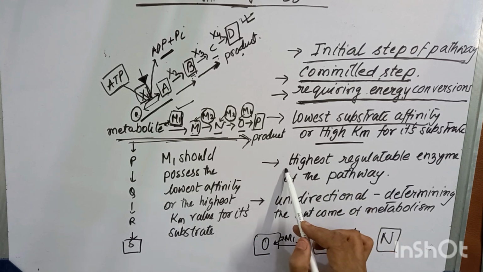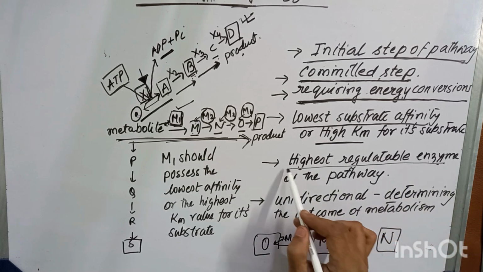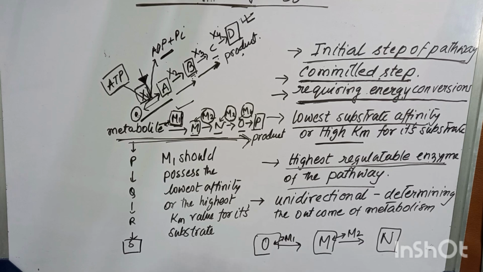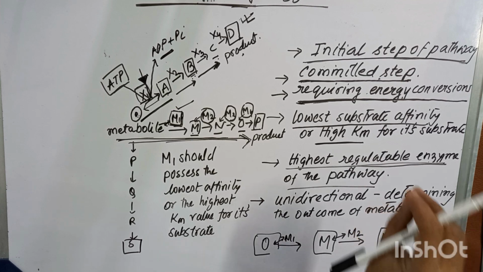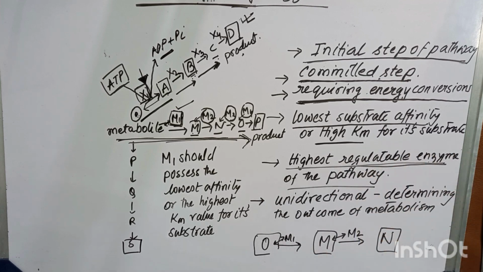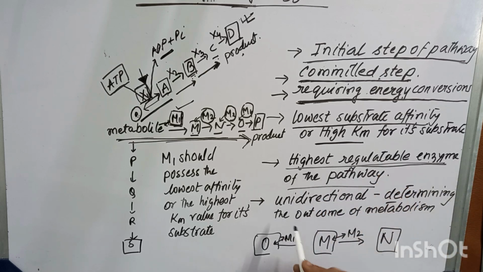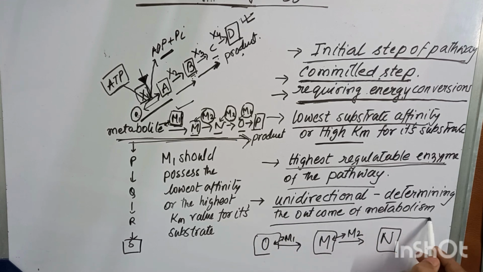It is the most regulatable enzyme. The rate limiting enzyme should be the most regulatable enzyme of the pathway, meaning all the hormones, all the metabolites, all the drugs should be able to regulate this enzyme, so that the rate limiting step determines metabolism, so it gets the primary importance. It is the most regulated enzyme in the rate limiting step. And it should be unidirectional, determining the outcome of metabolism of that pathway.